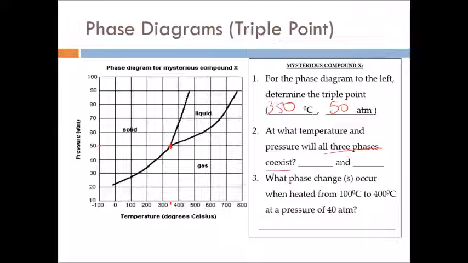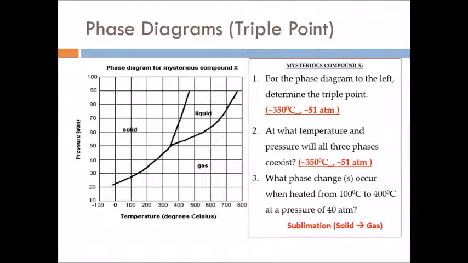At what temperature and pressure will all three phases coexist? That's another way of asking for the triple point. So 350 degrees and 50 ATM. Now, what phase change occurs when you heat it from 100 to 400 at 40 ATM? Well, here's the 100. We're going to go to 400. So what phase change occurred? We went from solid to gas. That would be sublimation.